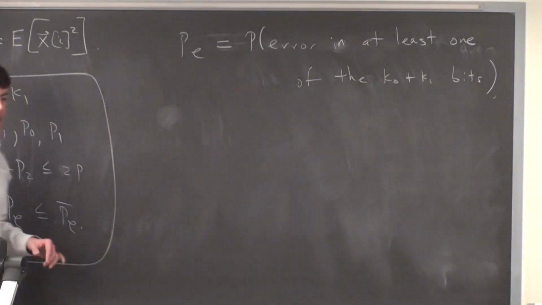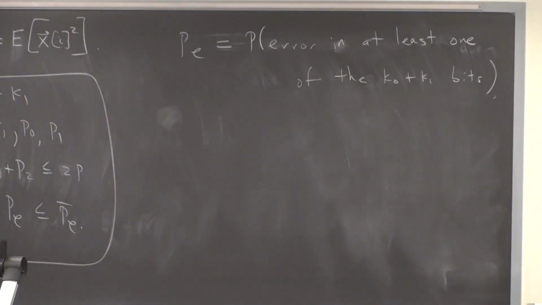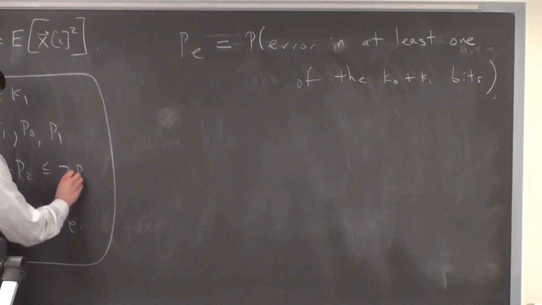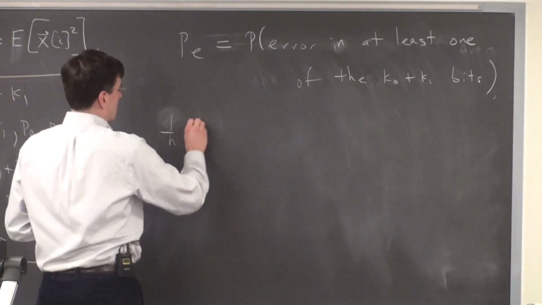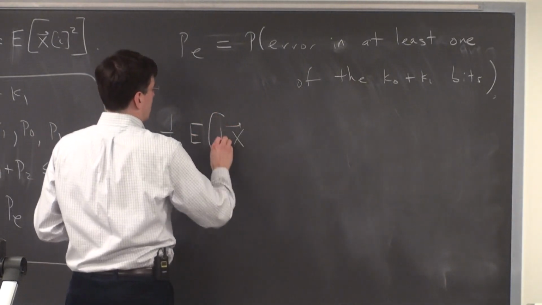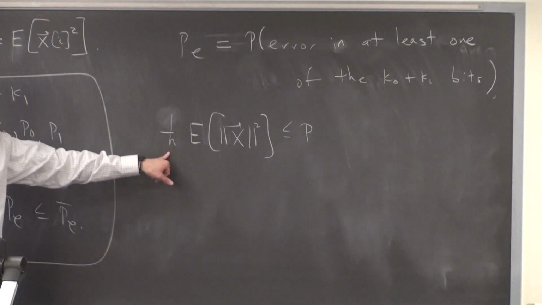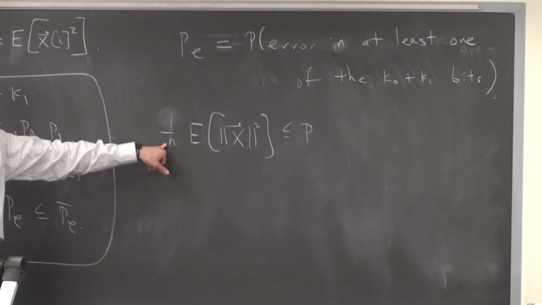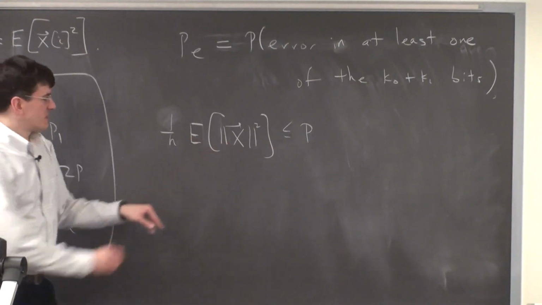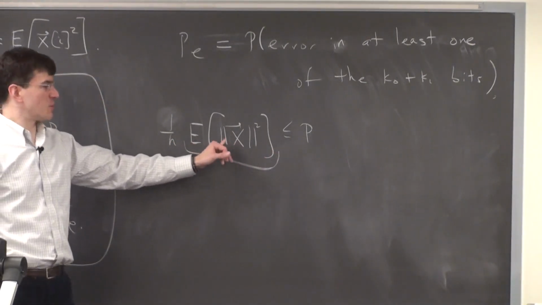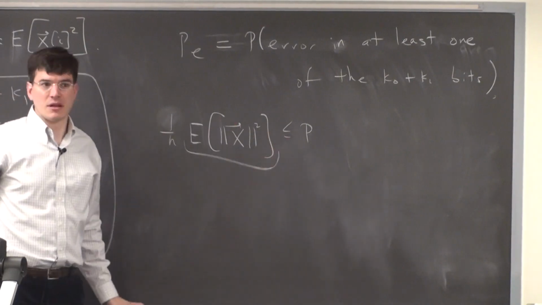Go ahead. Why is it less than or equal? I said 2, okay, it's a 2. So n is 2 here. This is our power constraint, and this here is P0 plus P1. So P0 plus P1 is less than or equal to 2P.